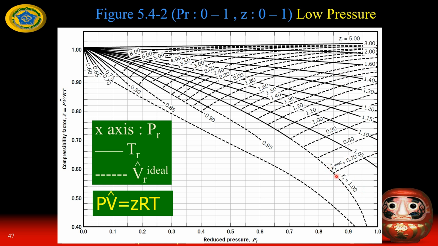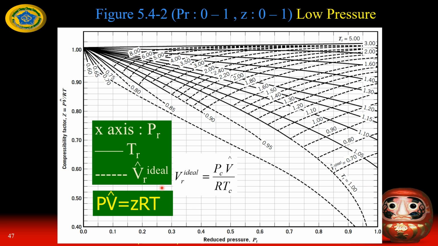So if I tell you VR ideal and TR, you can get Z. If I tell you VR ideal and PR, you can get Z. If I tell you PR and TR, you can get Z. So using this compressibility chart, you can find the pressure, volume, and temperature. This is what we call the generalized compressibility chart.